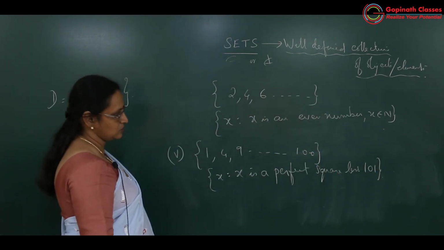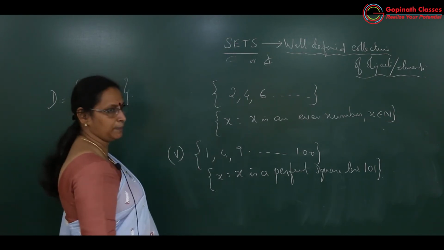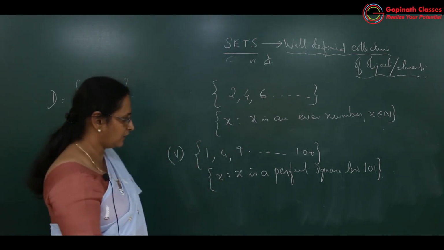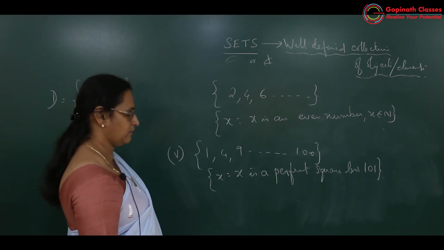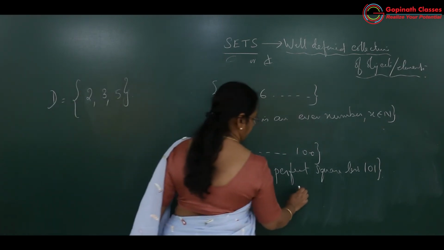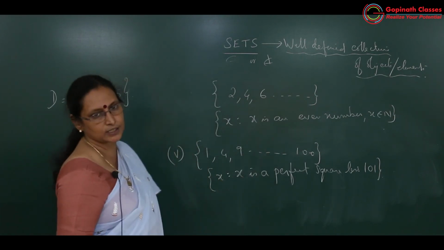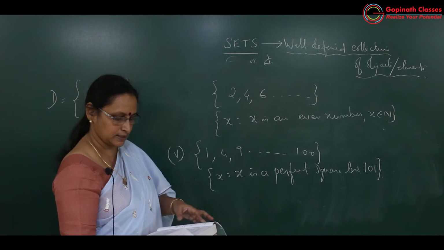101 के नीचे जो भी perfect square है, that is any way you can. It's not that only particular way, but it should well defined होना चाहिए. X is a perfect square less than 101. X belongs to natural number. Natural number में 101 से नीचे जो perfect squares हैं, that is this. So we are writing this.